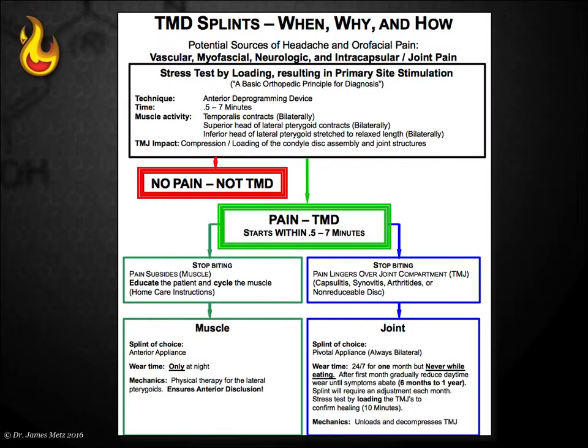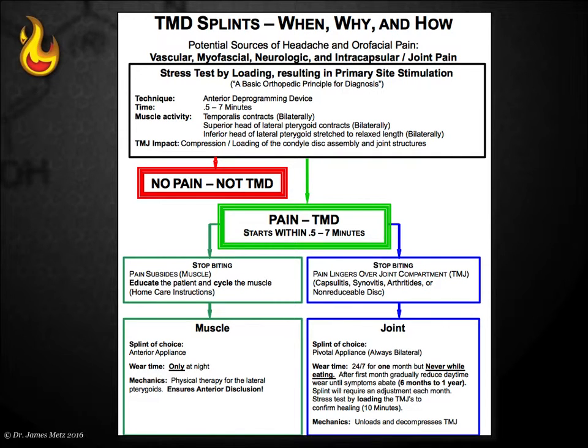This is my flow chart for that. Basically, it's with a leaf gauge. You bite down on a leaf gauge or a cotton roll and make sure all the posterior teeth are separated. The patient slides forward, falls back, bites down in near-centric relation. You have them bite for about 4 to 7 minutes. And what will happen is you'll create the pain if somebody is a TMD patient. If the pain can be duplicated, I feel that you can get rid of it.